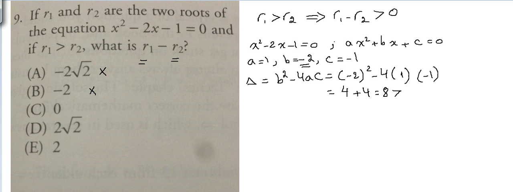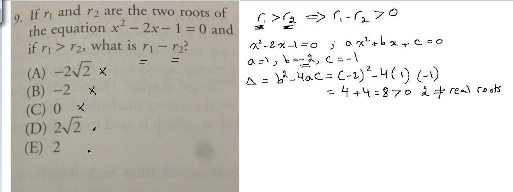What is this answer? -2 squared is 4, minus 4 times 1 times -1 is +4, and the answer is 8. So since delta is 8, which is a positive number, this means we have two distinct real roots, not equal roots, not one double root, two distinct real roots, which are named R1 and R2 here in this example. This means delta is not equal to 0. If delta equals 0, the roots are equal, and their difference is equal to 0. So no, the difference is not 0. So my answer will probably be either D or E.